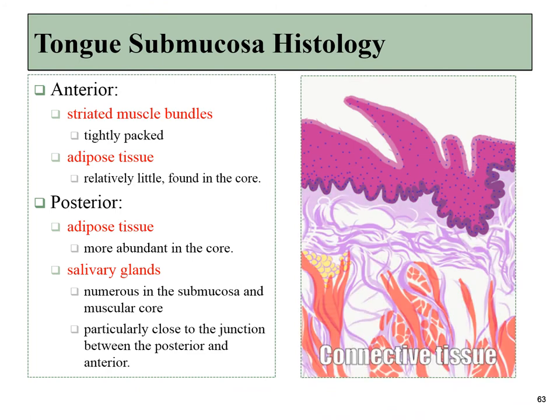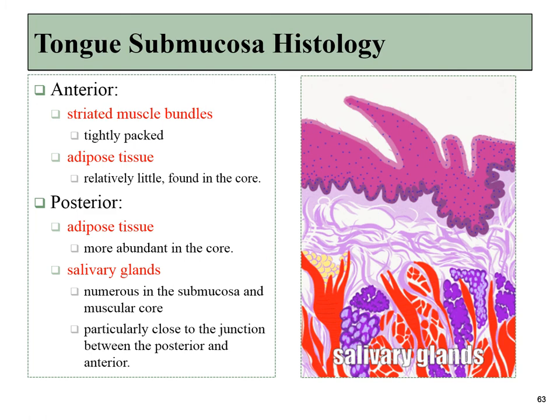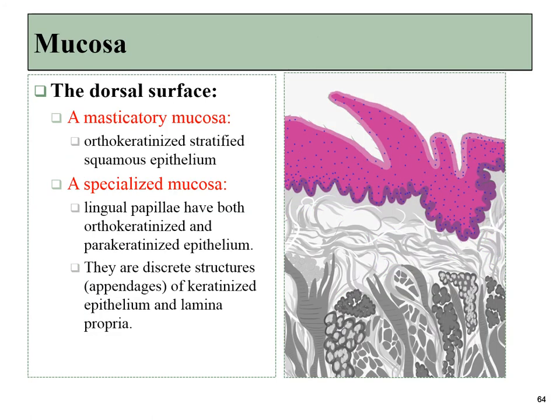The submucosa, let's start there, why not? At the anterior portion of the tongue, includes a bunch of striated muscle in various bundles and some adipose tissue. The posterior portion of the tongue includes more adipose tissue and salivary glands. In an upcoming lecture, we'll see that there's a pretty distinct border between what you find anteriorly and posteriorly because of the different lineages of the cells found in these areas. But now let's focus on the mucosa of the tongue, specifically on the ventral surface, which includes a masticatory mucosa, which is a partially keratinized stratified squamous epithelium, and regions of specialized mucosa. These are the lingual papillae.